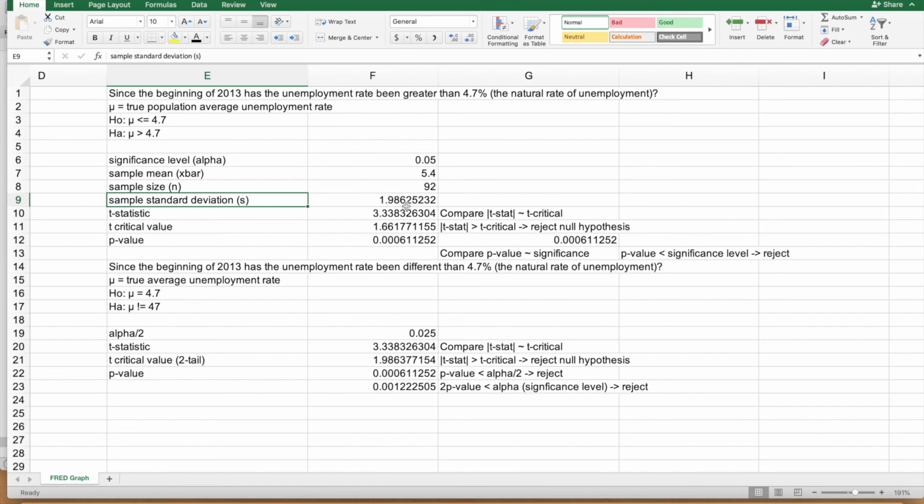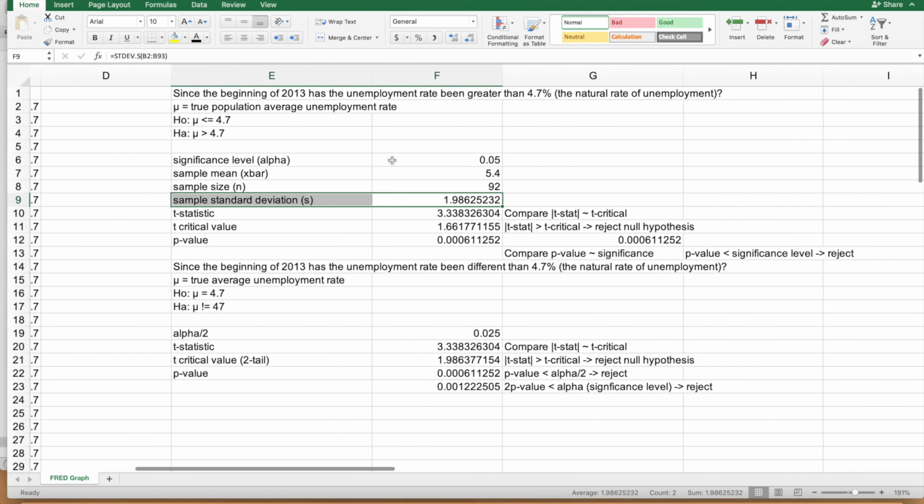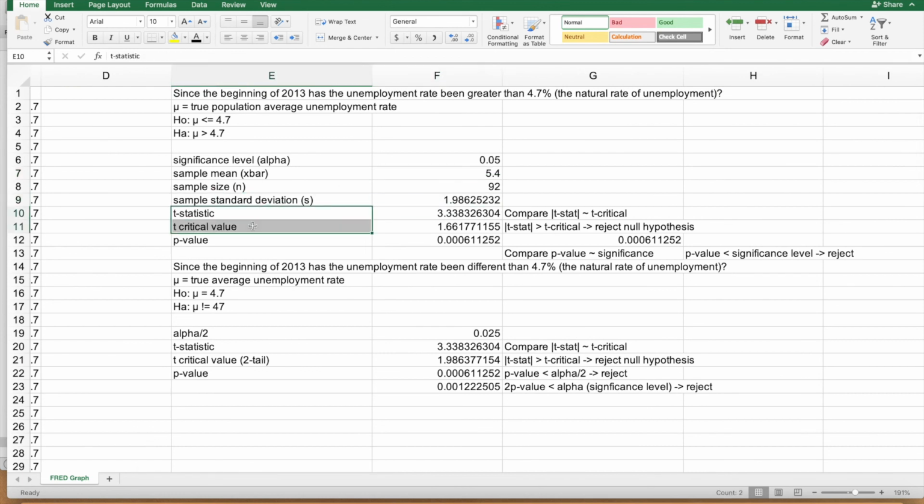Now, if this was an example from the homework where they gave you a population standard deviation, well, first of all, you wouldn't have to make this calculation, right? Because they already told you what to use. They probably wouldn't even give you data. They would just tell you what the average is. And then you need to use z. Because if you're given the population standard deviation, you use a z distribution instead of a t distribution.